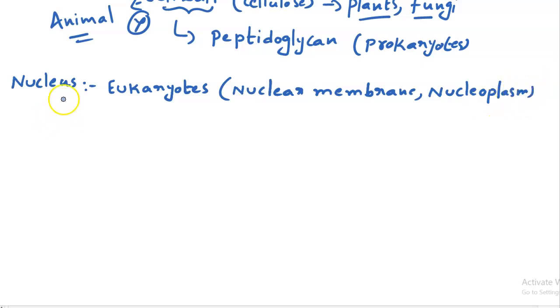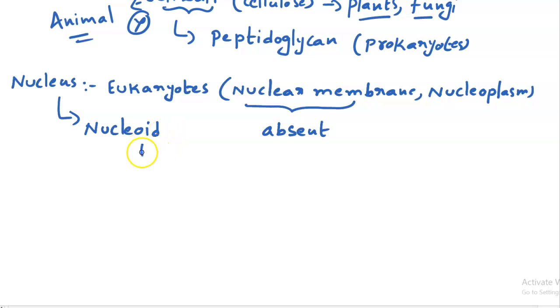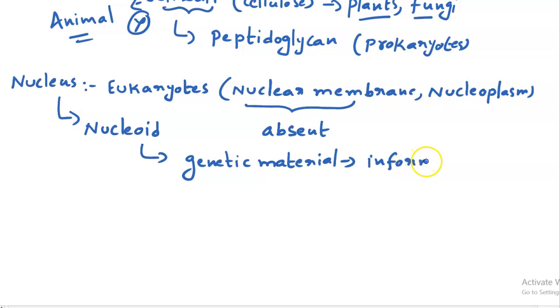But a special nuclear membrane is absent in prokaryotes. It is present in the form of a nucleoid in prokaryotes. And here the nucleus carries or stores the genetic material required for the survival of the living organism, because genetic material possesses information that is required for the survival of the living organism.